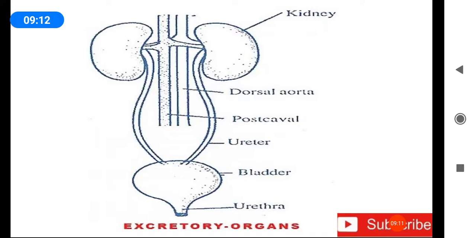From each kidney, a ureter arises. This ureter opens posteriorly into the urinary bladder. Then the urinary bladder leads into a thick-walled muscular duct called urethra.